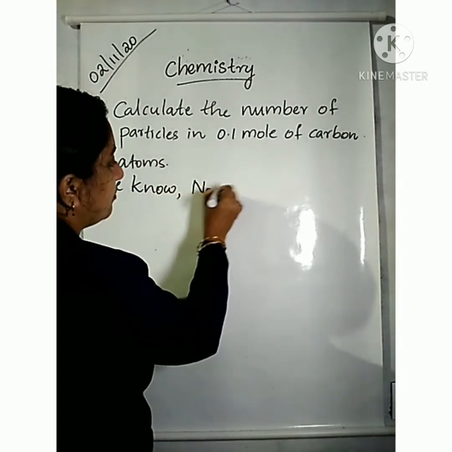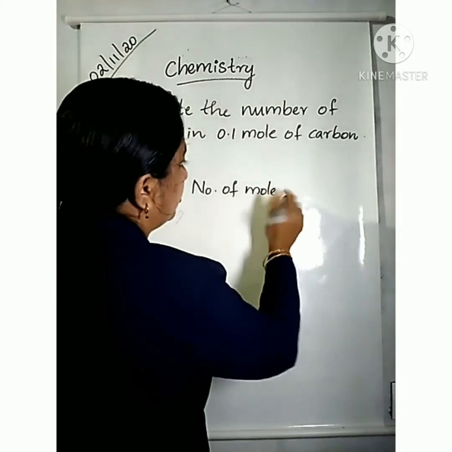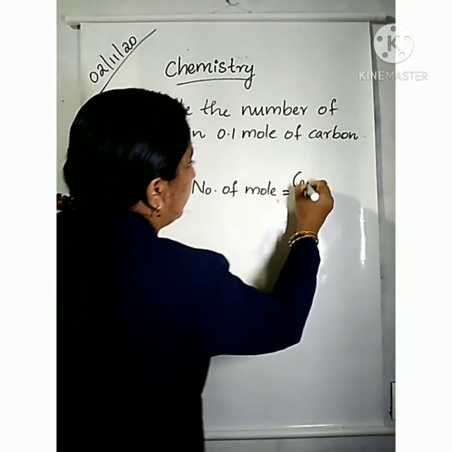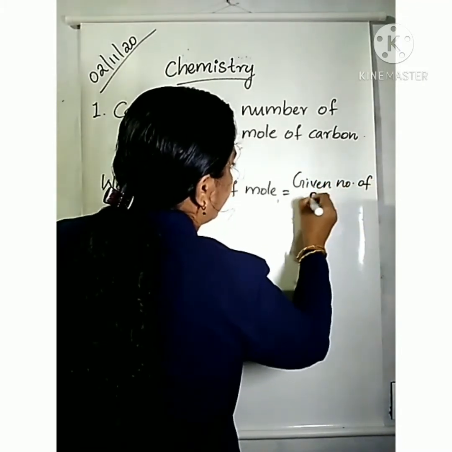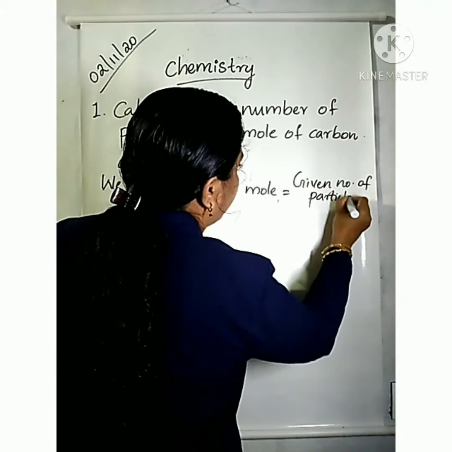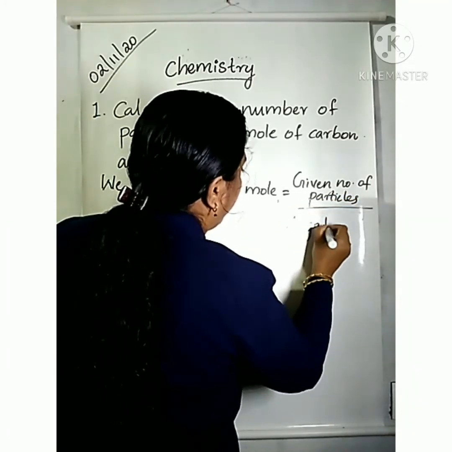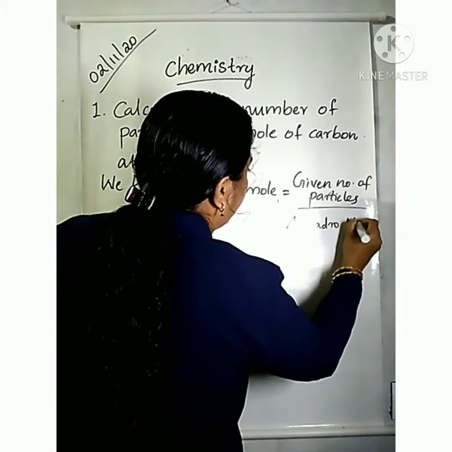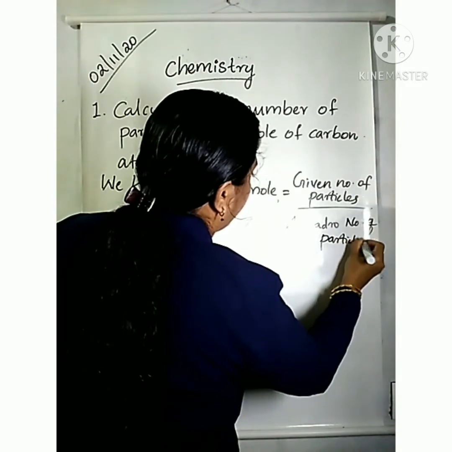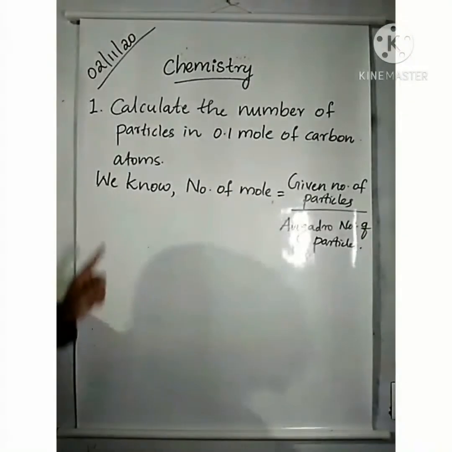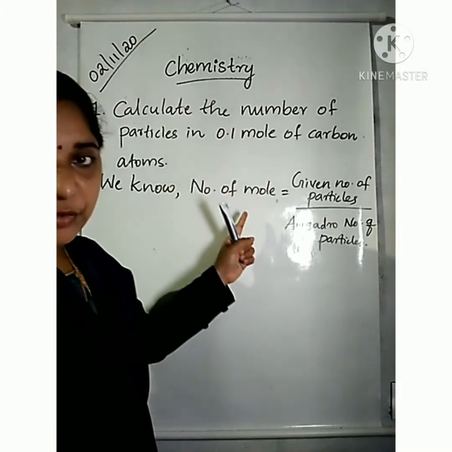Number of mole equal to given number of particles by Avogadro number of particles. Here, children, this is the equation to find out the number of mole.